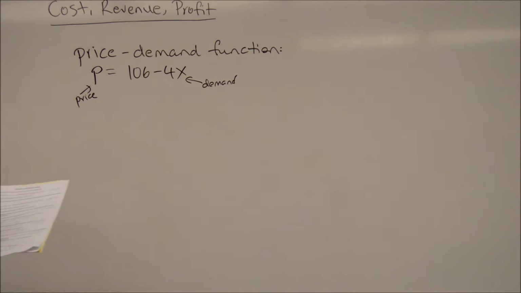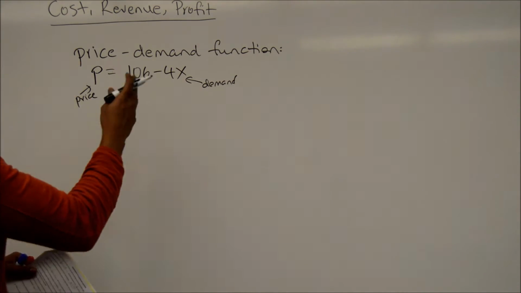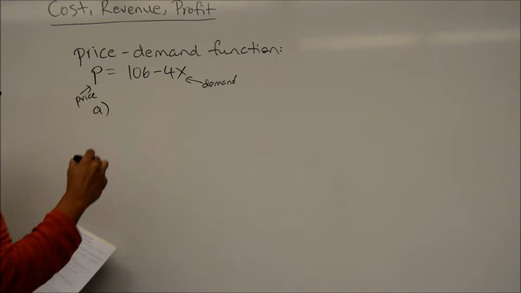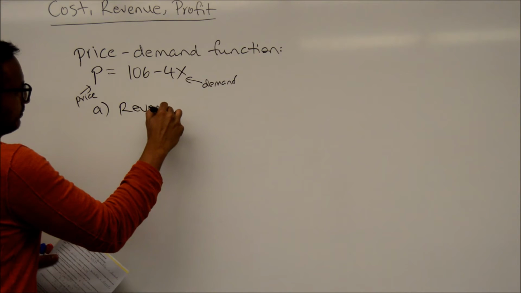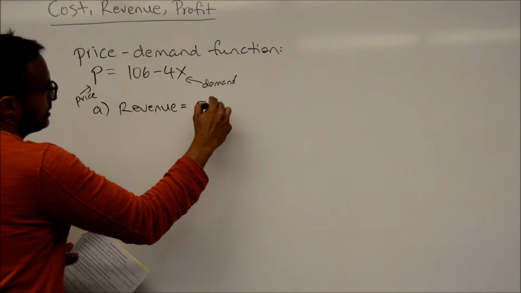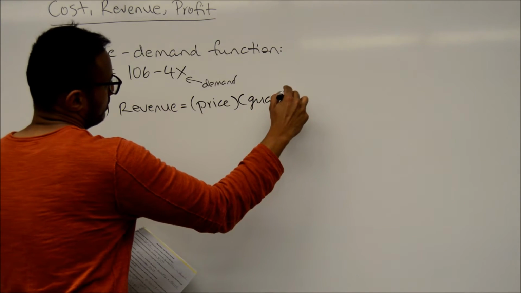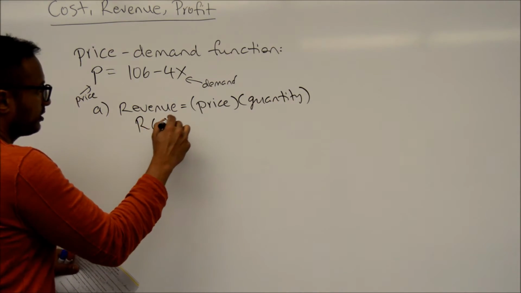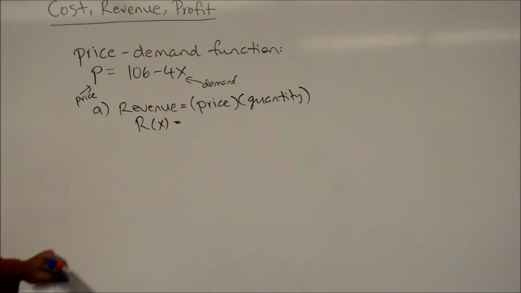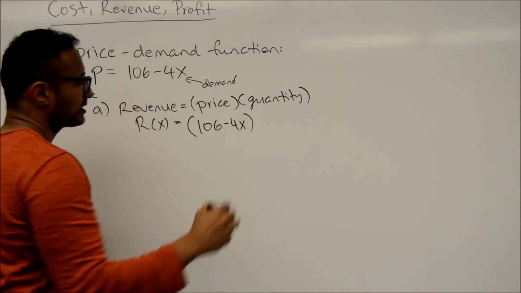In part A, we want to calculate the revenue function for this company. So let's think about this. Revenue is price times quantity. So the revenue function, revenue in terms of x, is given by the price. Well, we have the price demand function, which is 106 minus 4x. So the price is given by 106 minus 4x.